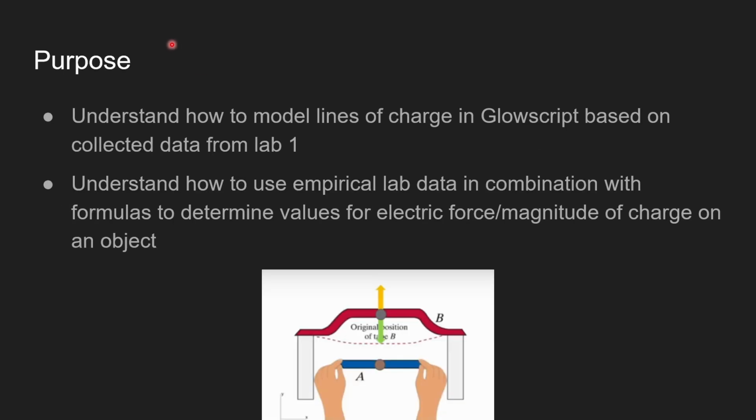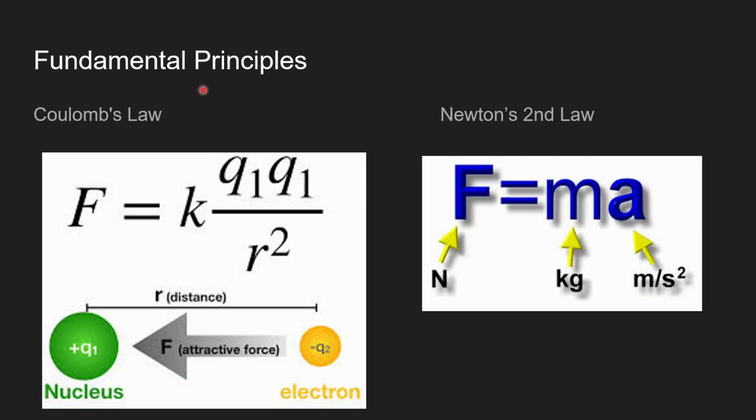The purpose of this lab was mainly just to understand how to model lines of charge in GlowScript instead of just point charges, and through that we're able to understand how to use empirical lab data in combination with formulas to determine values for electric force and magnitude of a charge on an object. The fundamental principles for this lab are Coulomb's law and Newton's second law, respectively: knowing how to calculate the force of a charge on another charged object, and just the base force equation.